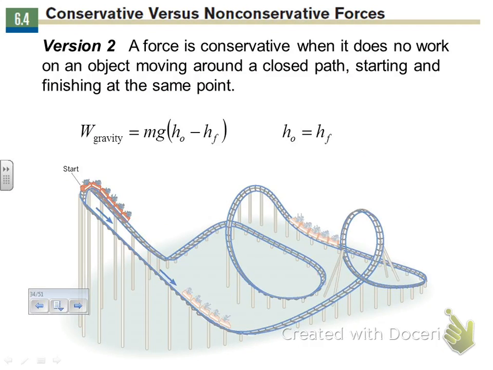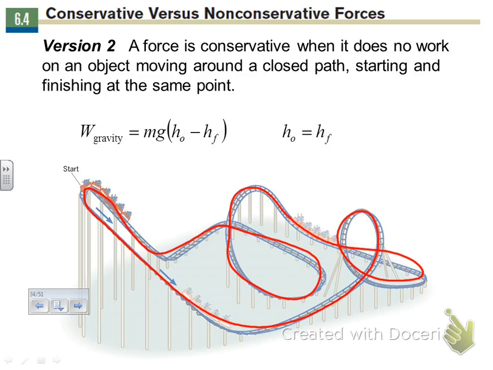Now, version 2 for gravity. Gravity falls under the category of version 2 as well, because if you imagine a roller coaster in which friction is ignored, and the roller coaster takes this entire path all the way around and comes back here, and we try to find the work done by gravity, we take mg times h initial minus h final. It's going to be zero because it ended up at the same height that it started. So in a closed path, the work done by gravity is zero.